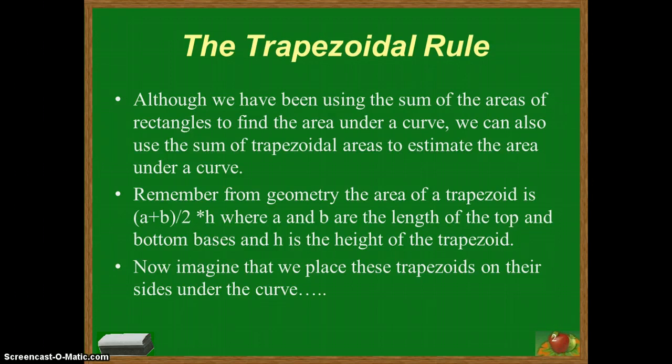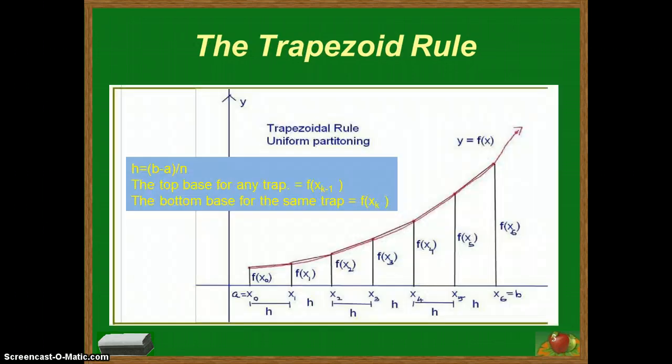Now, imagine that we place these trapezoids on their sides under a curve. Here's a nice curve, some function, and what we've got drawn are a number of trapezoids. Notice that the height of the trapezoid is really the width of the x subinterval. We're assuming that these subintervals are the same length, although they don't necessarily have to be. It's for calculation's sake, it's much simpler.